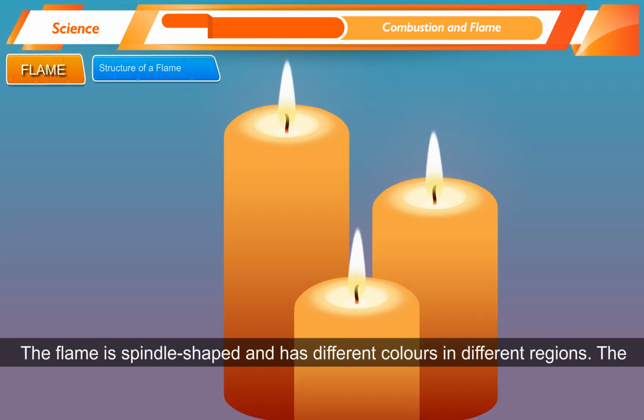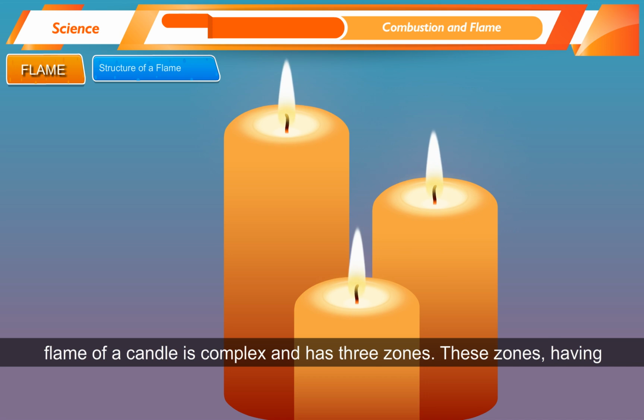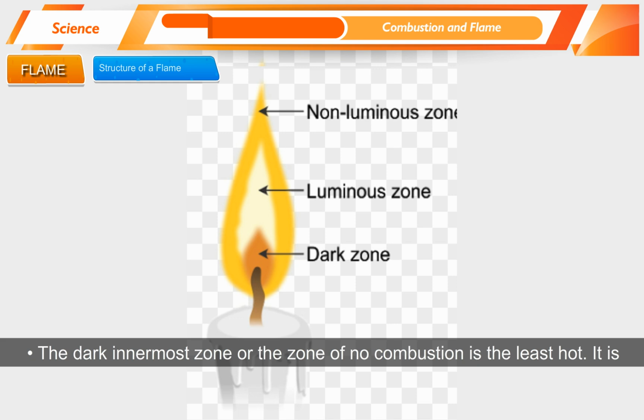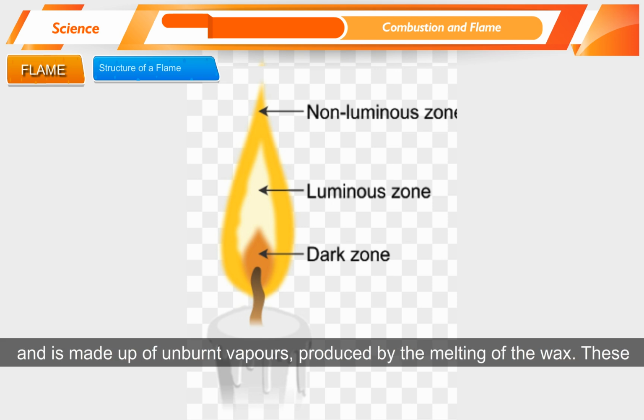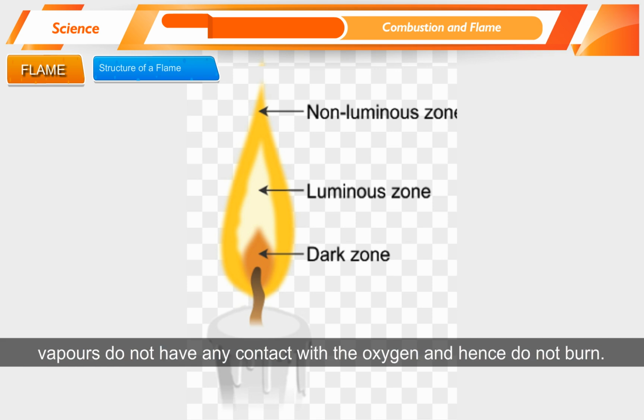Structure of a flame. The flame is spindle-shaped and has different colors in different regions. The flame of a candle is complex and has 3 zones. These zones having different colors are: The dark innermost zone, or the zone of no combustion, is the least hot. It is the innermost zone of the flame which covers the area surrounding the wick and is made up of unburnt vapors produced by the melting of the wax. These vapors do not have any contact with the oxygen and hence do not burn.